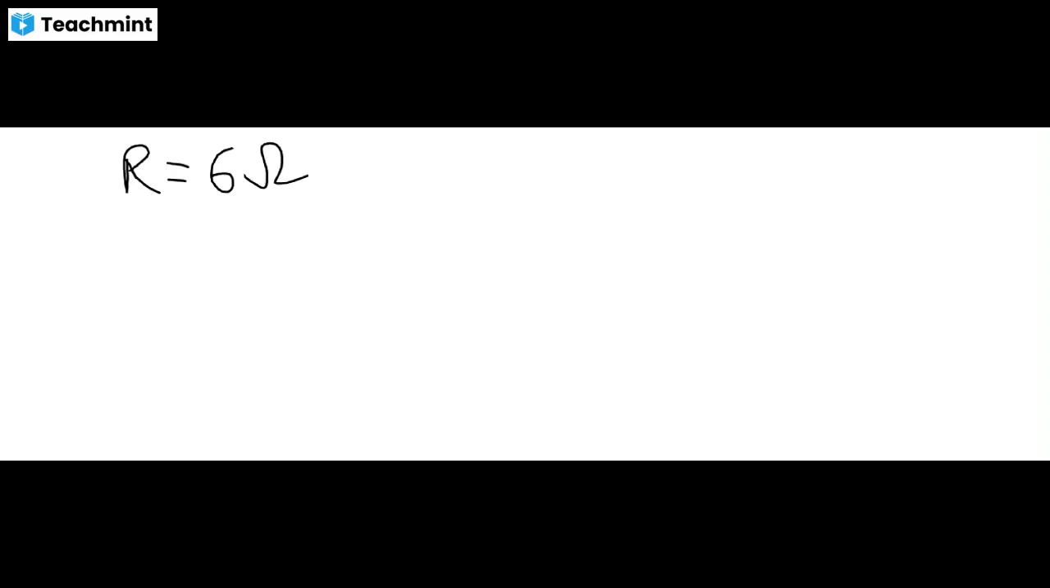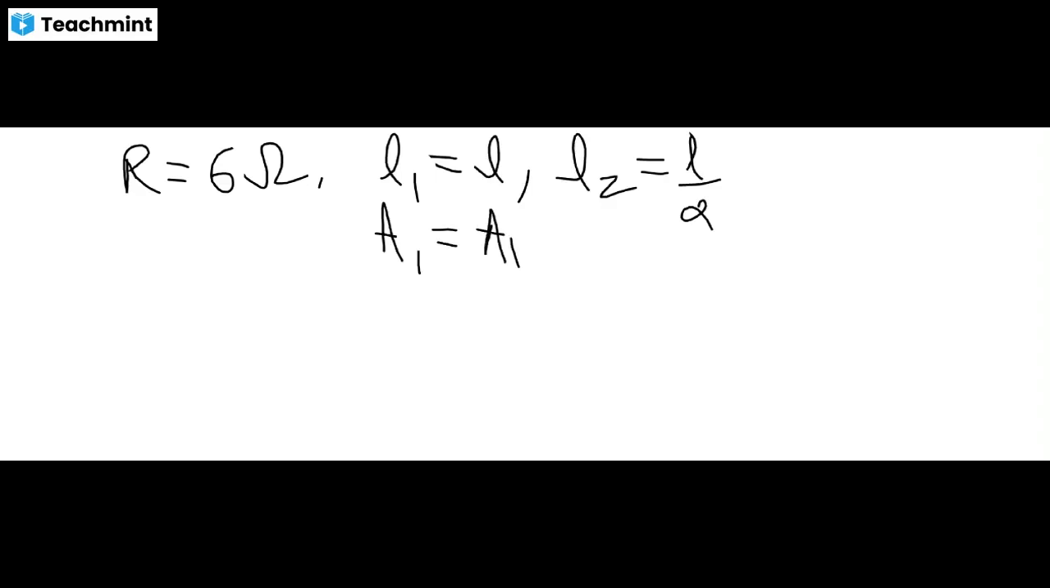Calculate the new resistance of the wire. It is doubled up by folding. So when you are folding it, if length L1 is L, then L2 will become half of it. And area of cross section, if A1 is A, then when it is doubled by folding, A2 will become 2 times A.